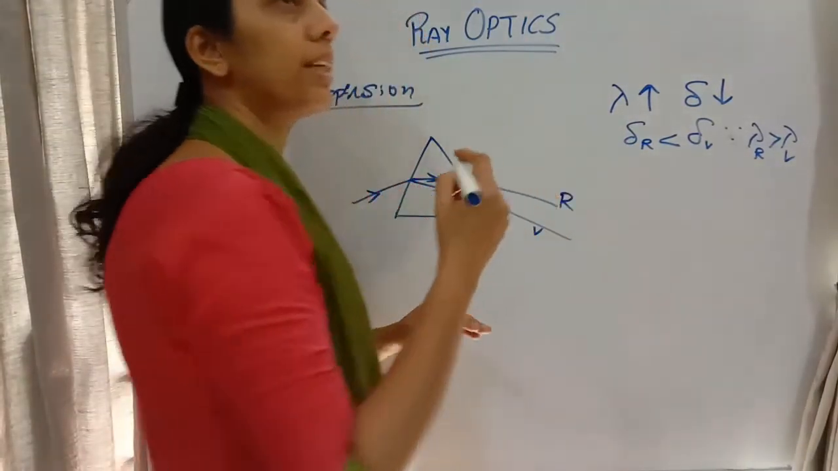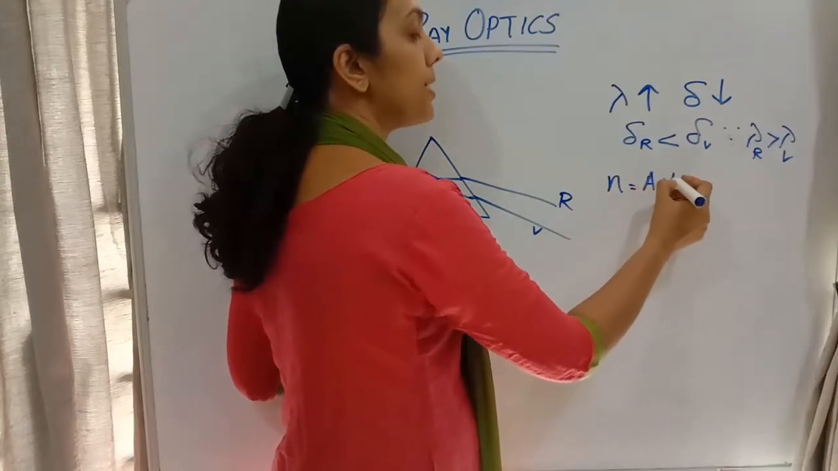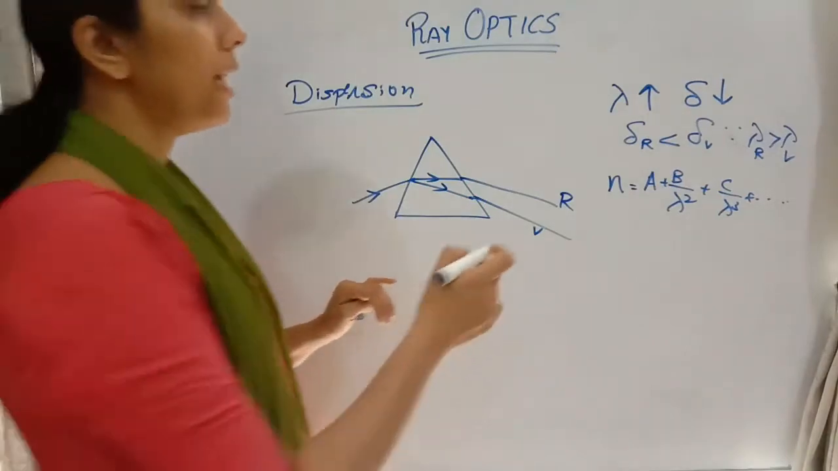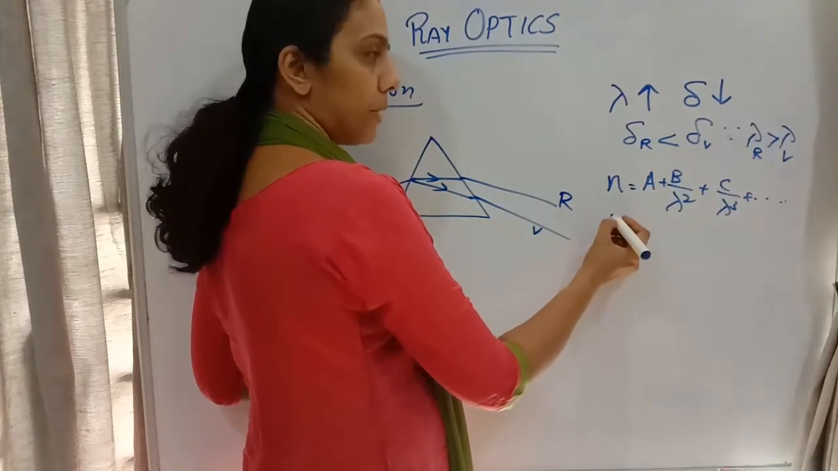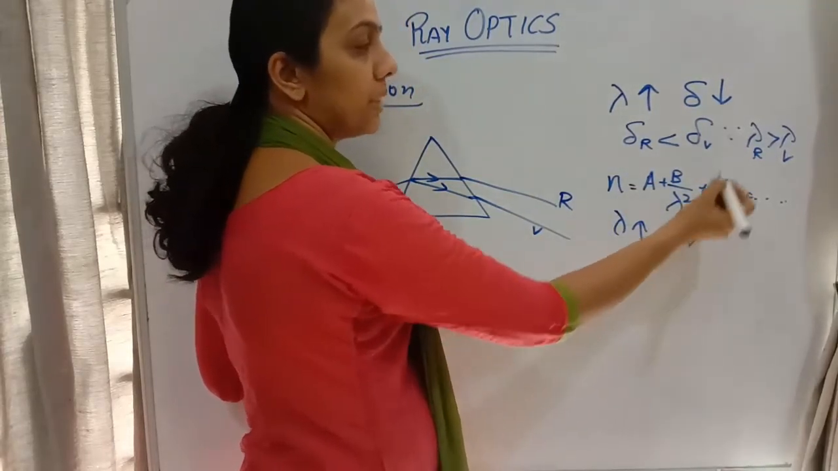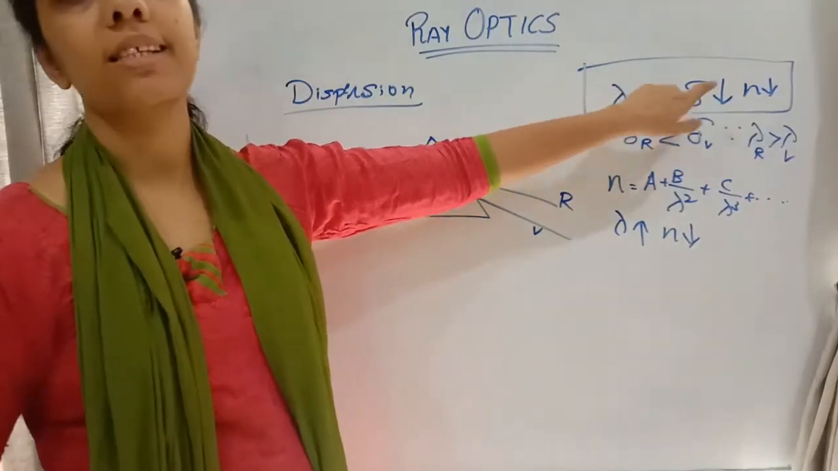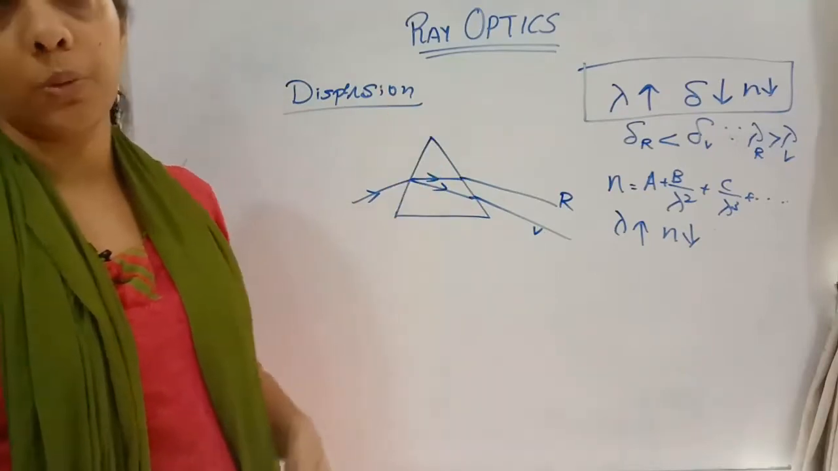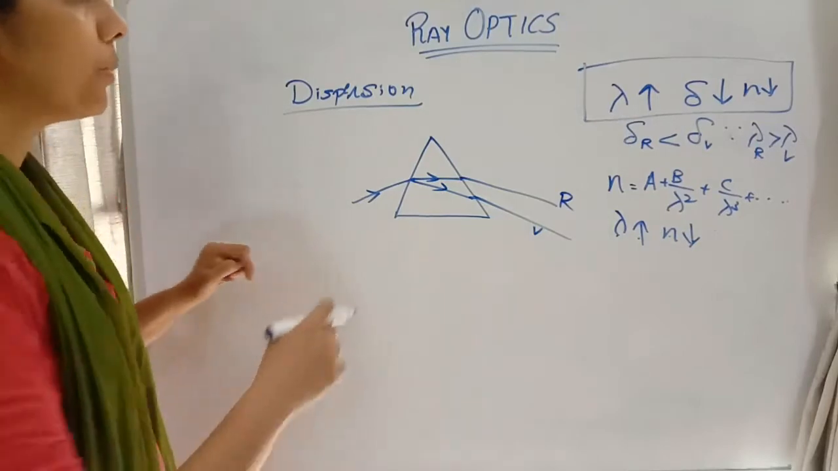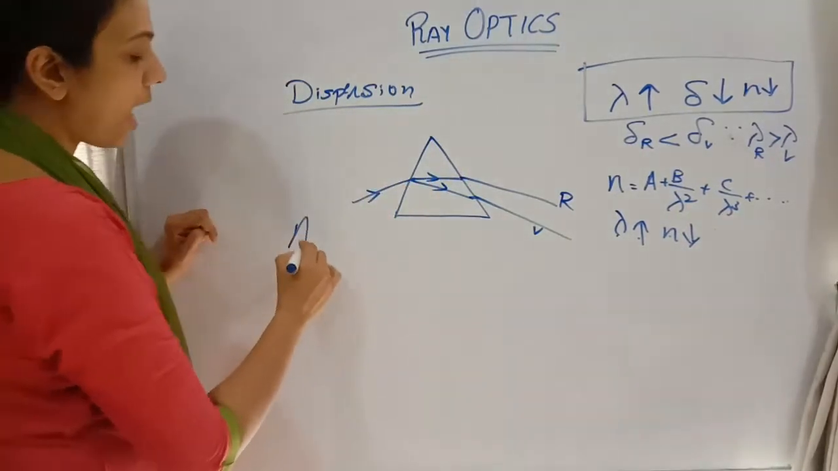Now, what is the relation connecting this with refractive index? According to Cauchy's formula, n is equal to a plus b by lambda square plus c by lambda cube plus etc., where a, b, c and so on are constants. So n is inversely proportional to wavelength square. That means as wavelength increases, the refractive index decreases. So you can remember: as wavelength increases, deviation decreases, and the refractive index of the medium also reduces. Clear? This is for the violet rays and the red rays.